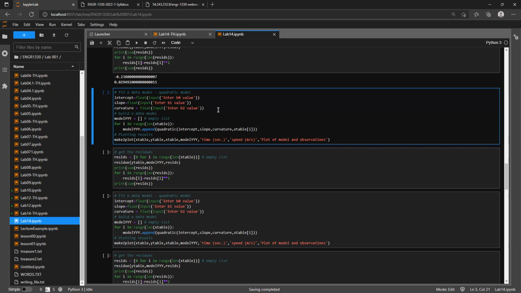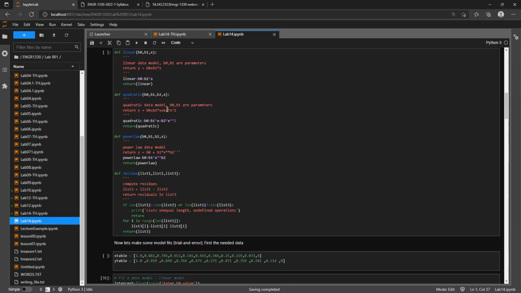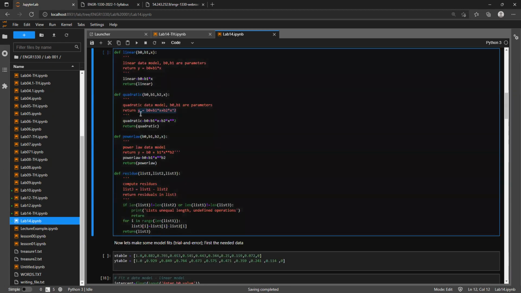We've got our same data, but now if you think back, what is our quadratic model? It looks like this: y equals b0, that is our intercept, plus b1 times x, that's our slope, plus b2 times x squared, which is our curvature.